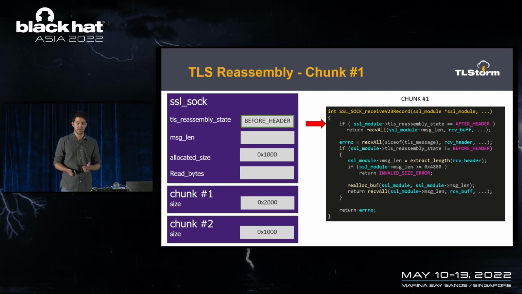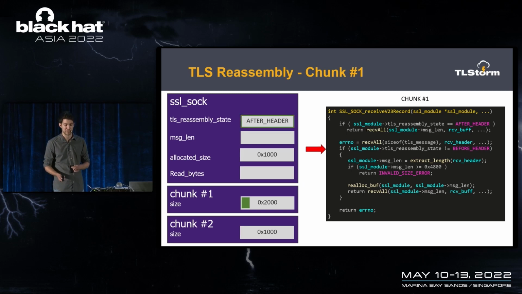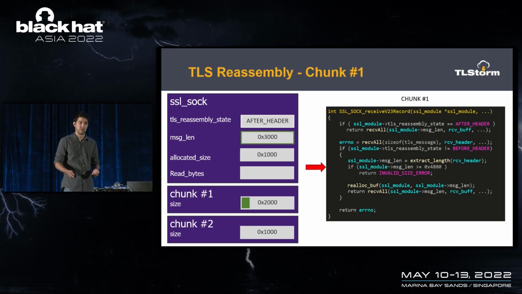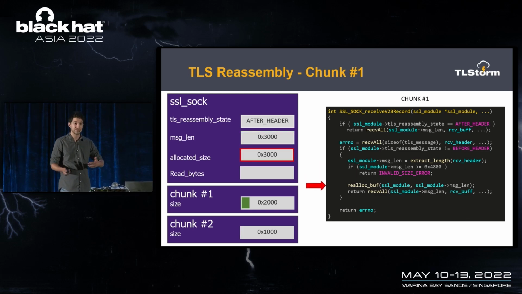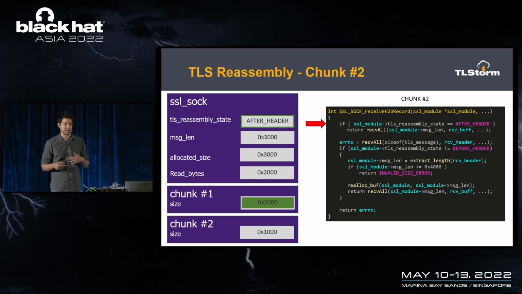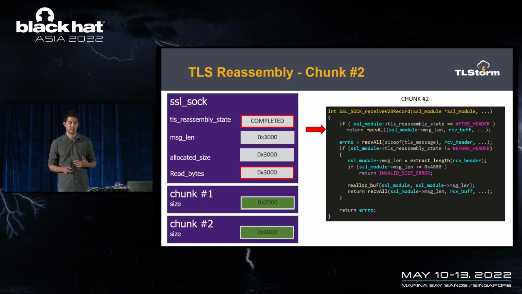First, the state is checked, and because this is the first packet, reassembly is not needed. Next, the header is read, which changes the state, which is checked here, and it passes to the extraction of the length from the header of, let's say, 3,000 hexabytes. This is a valid length according to NanoSSL, so the internal buffer is reallocated to that size, and the rest of the chunk is read. Now for the second packet, the state is checked once again, and because this is reassembly state, the rest of the chunk is read and the process finishes.